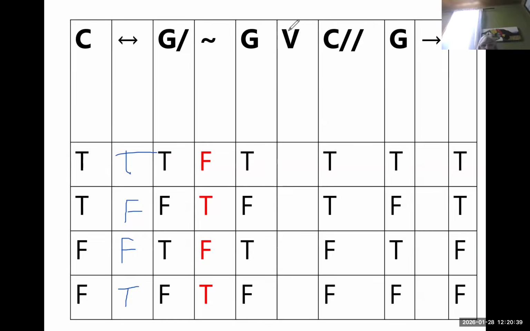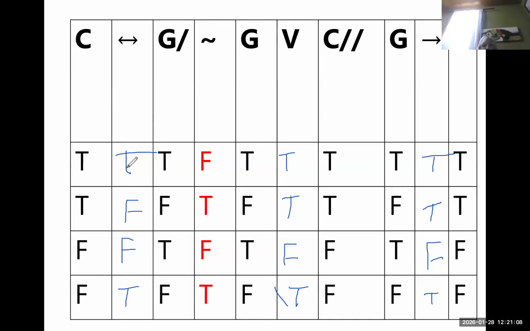Now we're going to do the negation for this or. So false or true is true. True or true is true. False or false is false. And true or false is true. Last one is our conclusion. So true then true is true. False then true is true. True then false is false. And false then true is true.